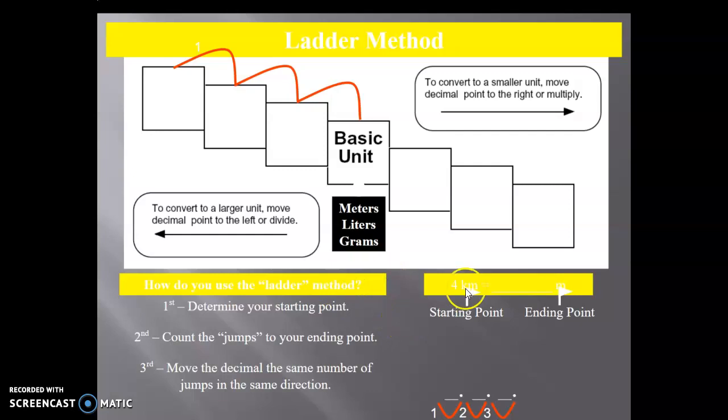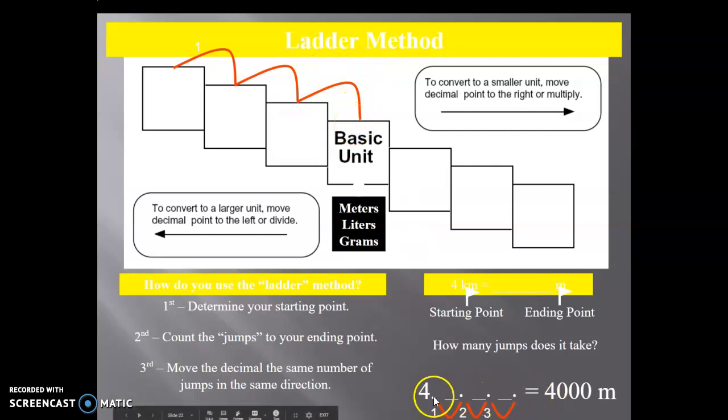Okay, here it is. So 4 kilometers, okay? So kilometers is our starting point, all right? And then our ending point is in meters. So we knew our kilometers are up here and our meters are down here. So we are jumping 1, 2, 3 spaces.